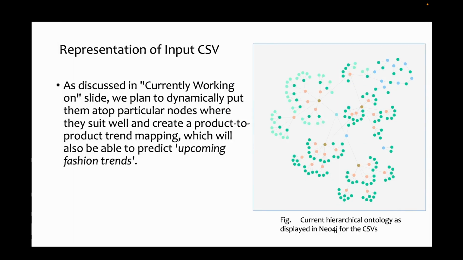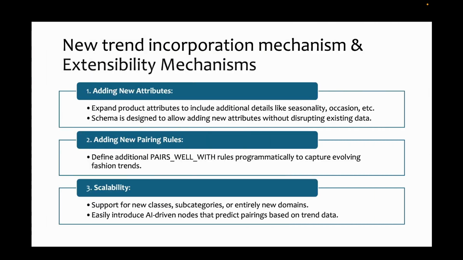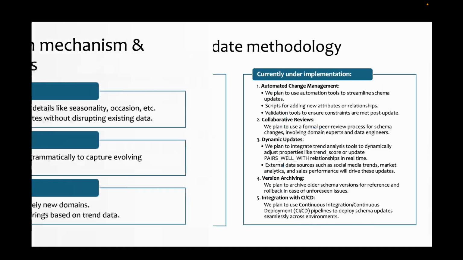So this is a snapshot of the entire ontology which we saw, the ontology when we uploaded the CSV file. We have been able to incorporate new trend mechanisms as well, like pairs-well-with features for capturing which products are generally paired together. In order to understand general fashion preferences, and advanced fashion preferences, will come within the trend nodes as well.